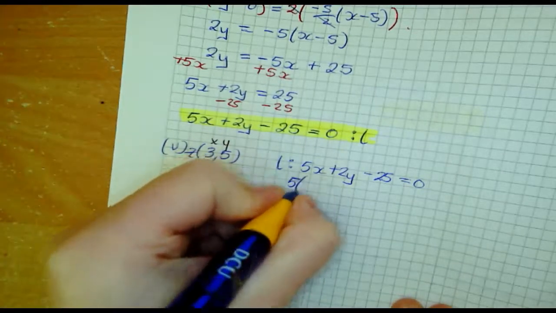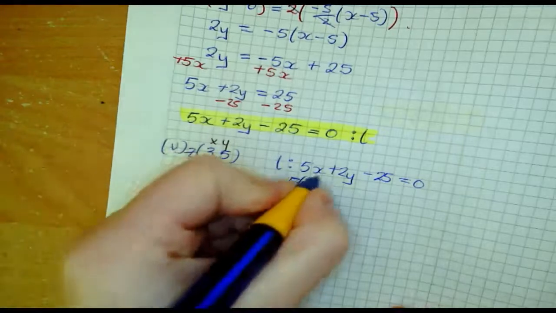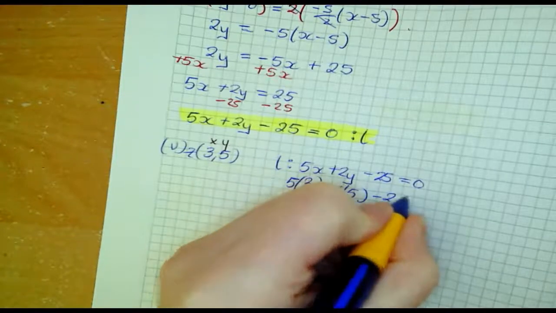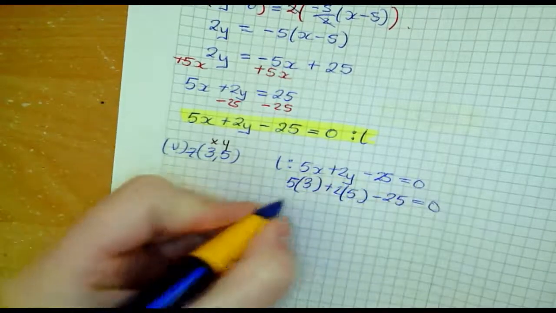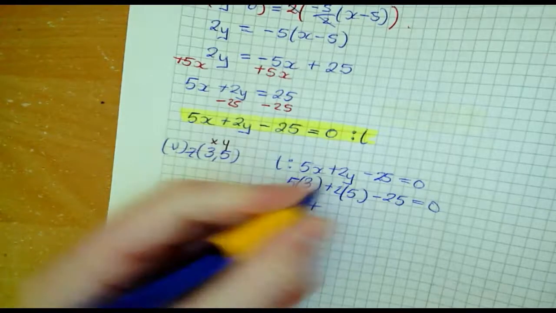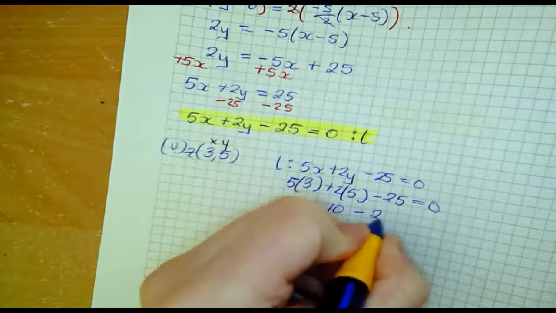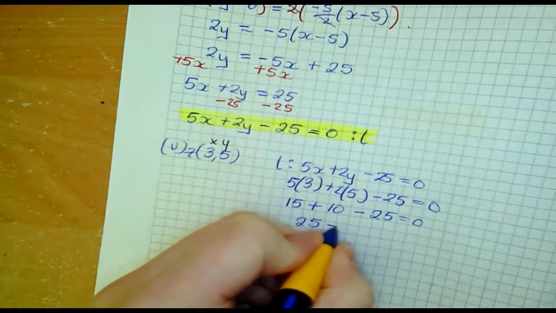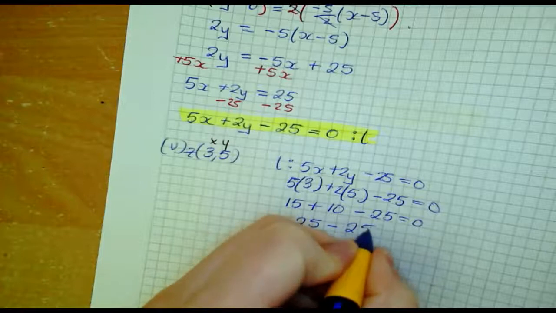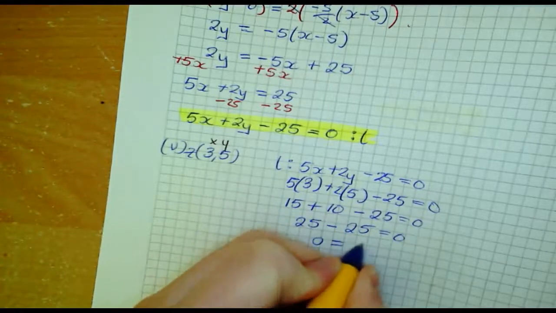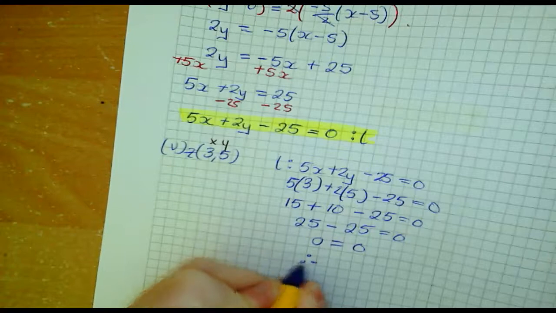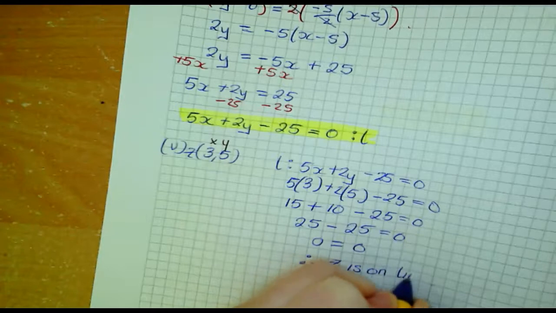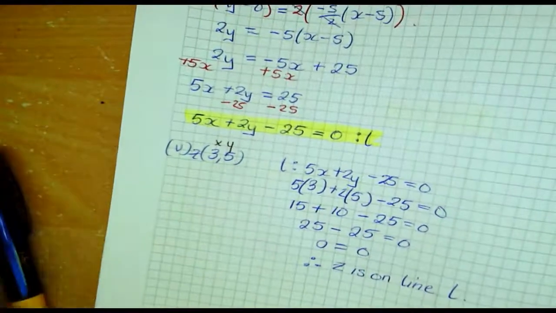So 5x, so 5 by what's my x is 3, plus 2 by my y, what's my y? It's 5, minus 25 is equal to 0. 5 3's is 15, plus 2 5's is 10, minus 25 is equal to 0. 15 plus 10 is 25, minus 25 is 0, so 0 is equal to 0, therefore Z is on line L.